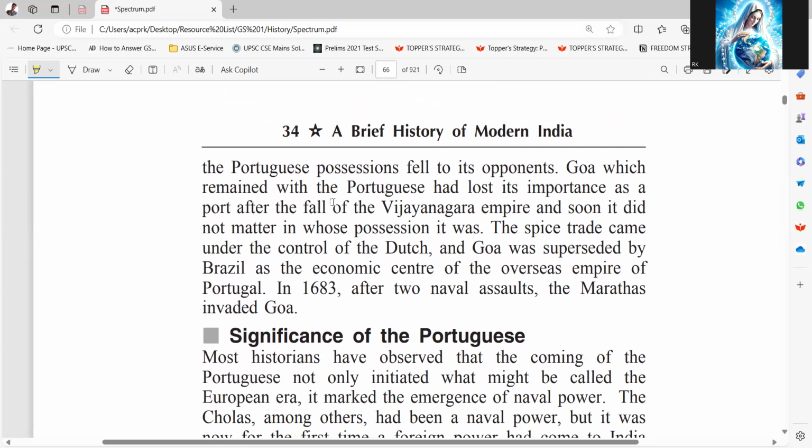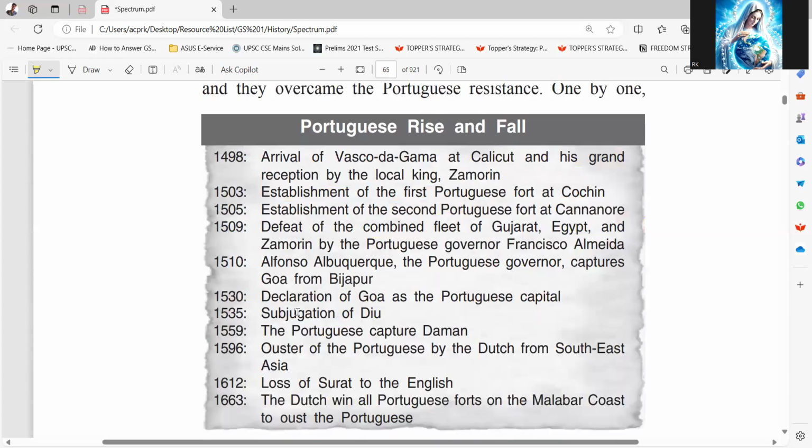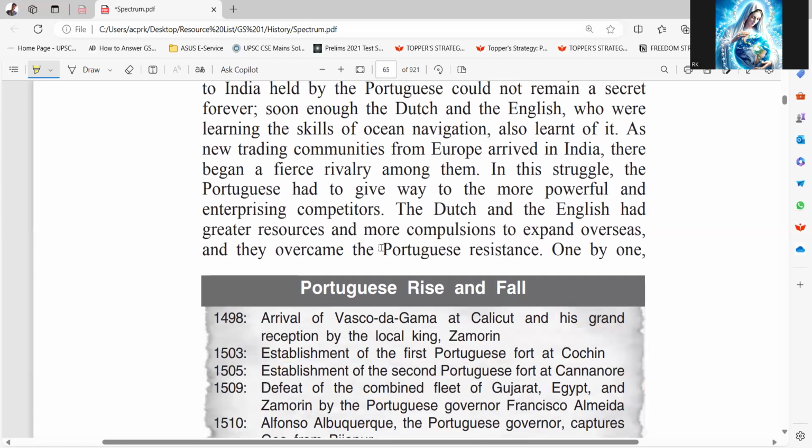Goa, which remained with the Portuguese, had lost its importance as a port after the fall of Vijayanagara Empire, and soon it did not matter in whose possession it was. The spice trade came under the control of the Dutch, and Goa was superseded by Brazil as the economic center of the overseas empire of Portugal. In 1683, after two naval assaults, Marathas invaded Goa. Okay. Portuguese rise and fall.